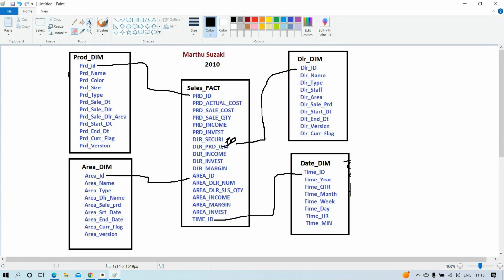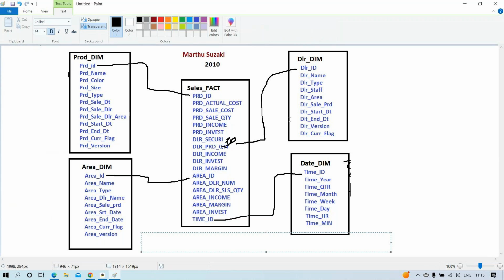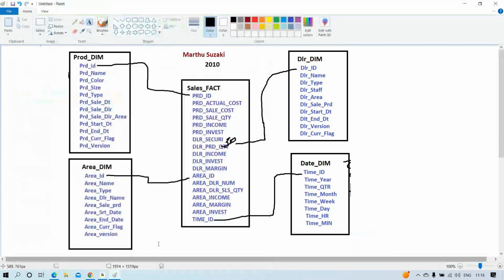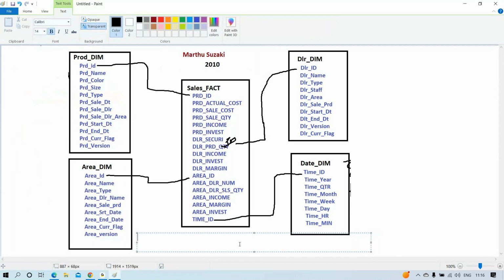So this is all about dimensional modeling. This is called star schema. I want to take some time for questions, if anyone, offline or online, has any questions. If you people have any questions, you can come up. So this is called dimensional modeling. You can ask your questions, I'll just type on.